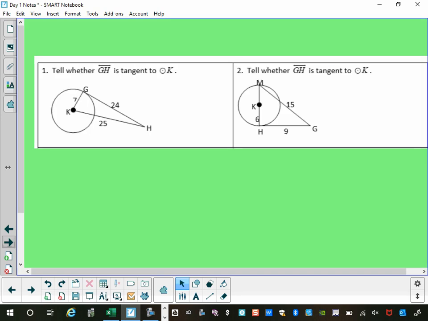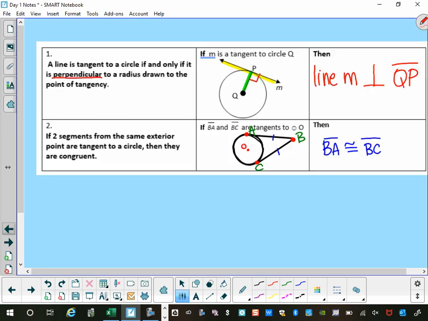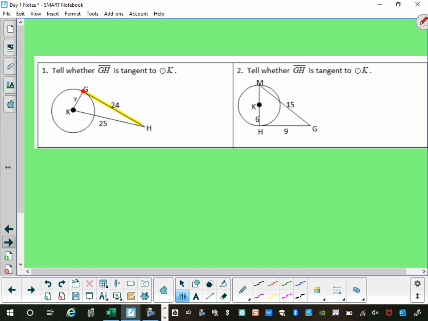Number 1 says, tell whether GH is tangent to circle K. All right, so here is GH. This guy here. I want to say whether it is tangent to this circle. If you look back to what we just did, if I have a tangent and a radius, it creates a right angle. Do I have a tangent and a radius? I have a tangent of GH, my radius is KG, right? I want you to draw in a right triangle there. You need to know that that is a right triangle.